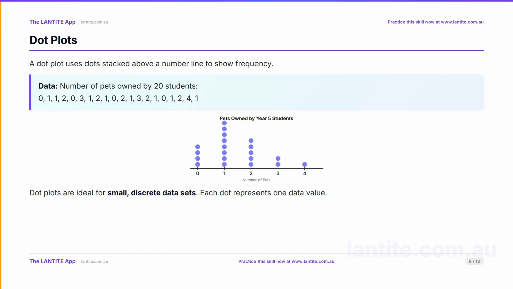The dot plot is one of the simplest graphs. Each dot represents one data value stacked above a number line. Here we have the number of pets owned by 20 students. 0 pets has 4 dots, 1 pet has 8 dots, 2 has 5 dots, 3 has 2 dots, and 4 has 1 dot. Dot plots work best with small, discrete data sets. They make it easy to see the most common value and the spread of the data at a glance.